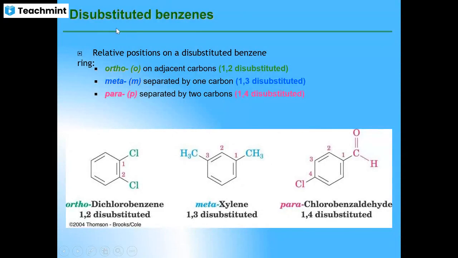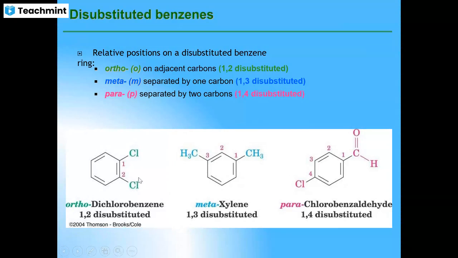So the relative position on a disubstituted benzene ring is clearly mentioned. Ortho: adjacent carbon atoms, the 1,2 position. Meta: separated by one carbon atom, so that is the 1,3 position. Then para: separated by two carbon atoms, that is 1,4 disubstituted. Okay, 1,2 disubstituted is ortho, 1,3 disubstituted is meta, and 1,4 disubstituted is para.